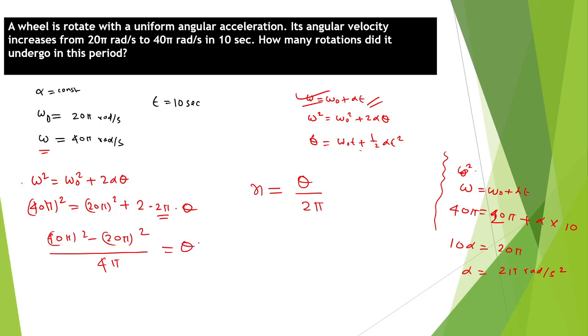Just calculate this equation. If you solve it, then theta will be 360 pi. Now if theta is 360 pi, what will be the value of n here? I told you before that n is theta by 2 pi. Just put the value of theta, that is 360 pi by 2 pi. And what will be the answer? 150. Clear? So there will be a total of 150 rotations.